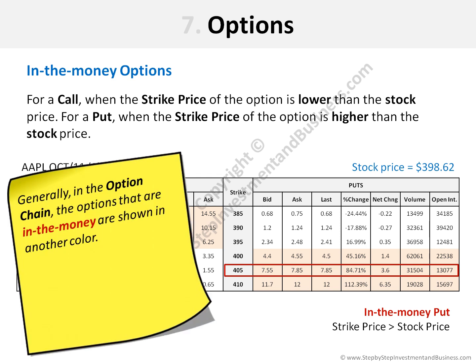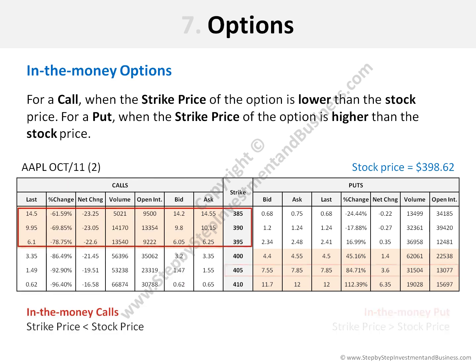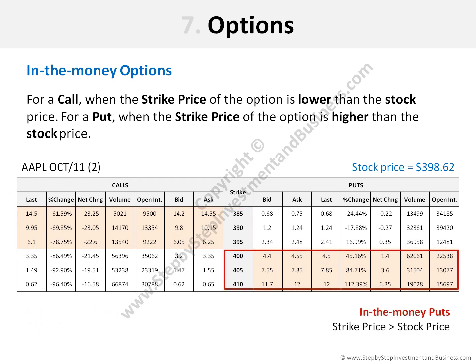Generally, in the option chain, the options that are in the money are shown in another color. In the case of call options, all the in-the-money contracts, that is, the calls that have a strike price lower than the stock price, are shown in a red background. In the same way, in the case of put options, all the in-the-money contracts, that is, the puts that have a strike price higher than the stock price, are also shown in a red background. So, by looking at the option chain, the in-the-money options are clearly identified, whether they are calls or puts.